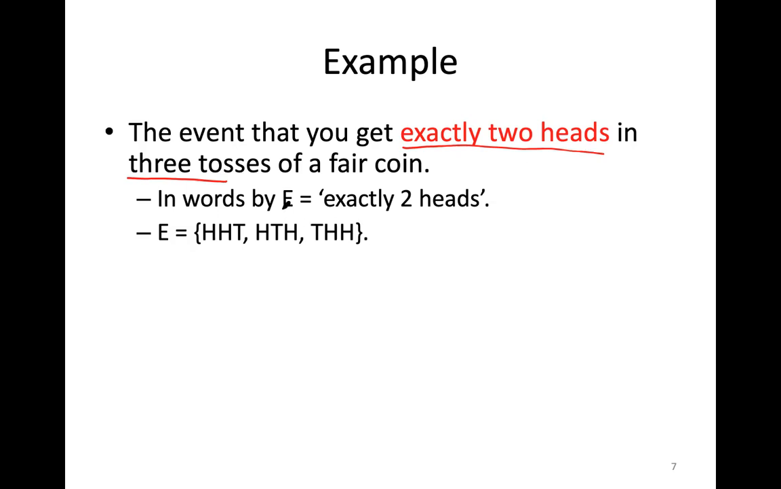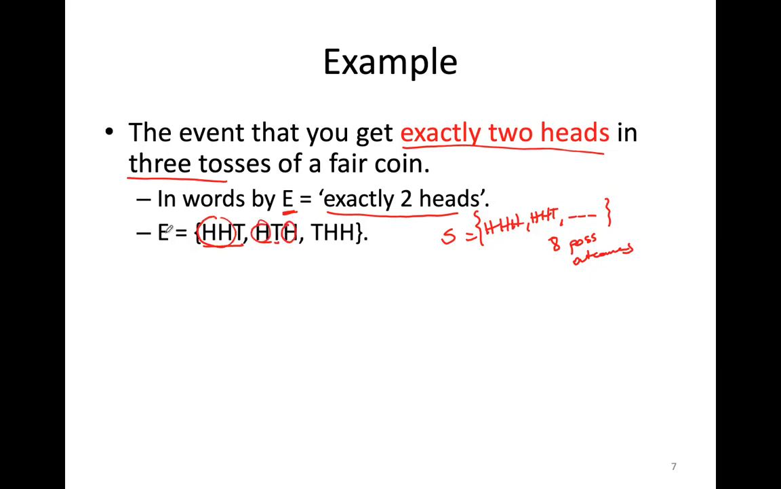My event is now explained here. What is my sample space? Heads, heads, heads; heads, heads, tail; and so on. How many such options? 8 possible outcomes. How many of them have exactly 2 heads? You see, heads, heads, tail; tail, heads, heads; heads, tail, heads. So I have 2 heads here.